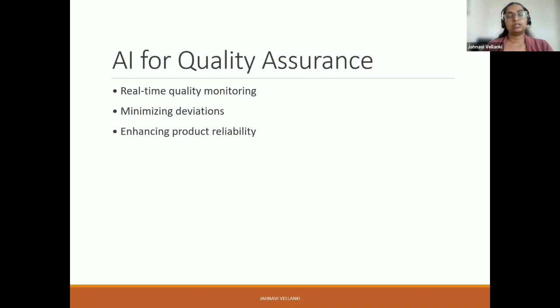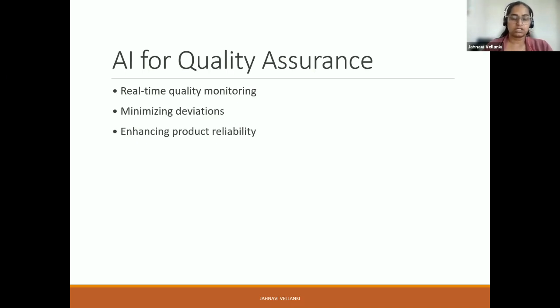Now, along the process of drug development, through the initial preclinical, clinical, to post-market surveillance, we also have quality assurance that needs to be maintained. What does it look like with AI being incorporated into quality assurance? Ensuring the quality of the product is the highest priority in pharmaceuticals or any healthcare industry for that matter.